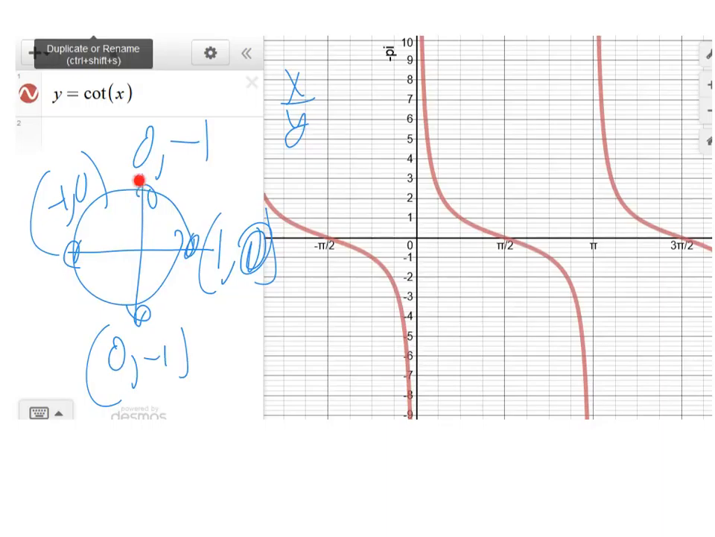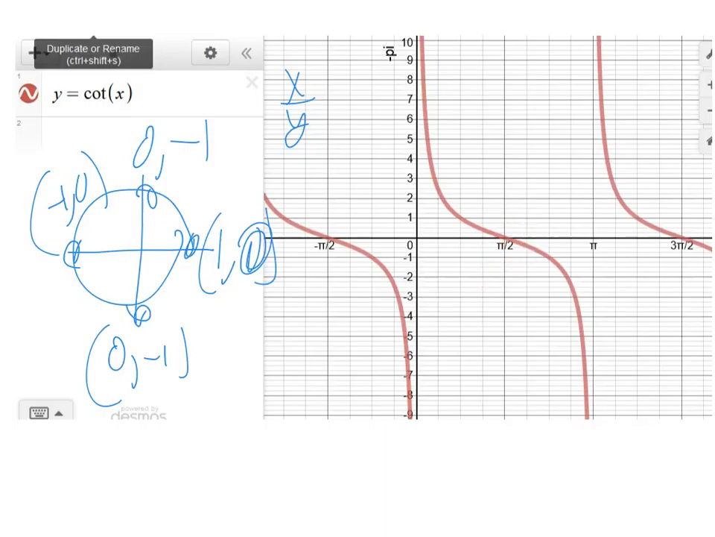Well, if you take x over y, you get 1 over 0, which is undefined. And then it's okay at pi over 2. 0 divided by negative 1 is 0. Look at that. And then same thing, we've got a vertical asymptote at pi because negative 1 over 0. So it's the same as the tangent graph, just slid to the right, pi over 2 units.